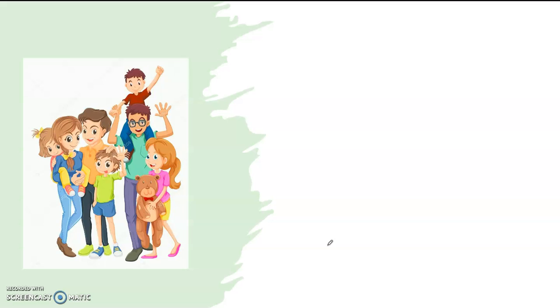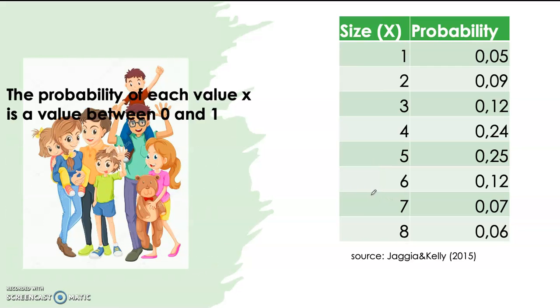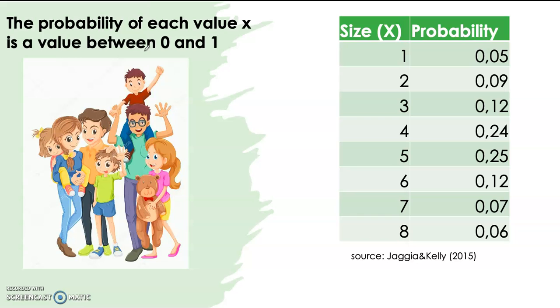Now, let us see whether the probability distribution of our case, the number of families in India, fulfills the properties of a discrete probability distribution. Let us see from the table here. This is the random variable. And the first property says that the probability of each random variable is a value between 0 and 1. So here you see the probabilities are all between the value 0 and 1. So the first property is fulfilled.